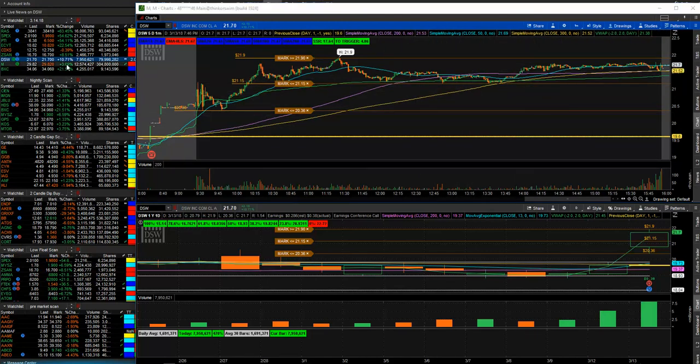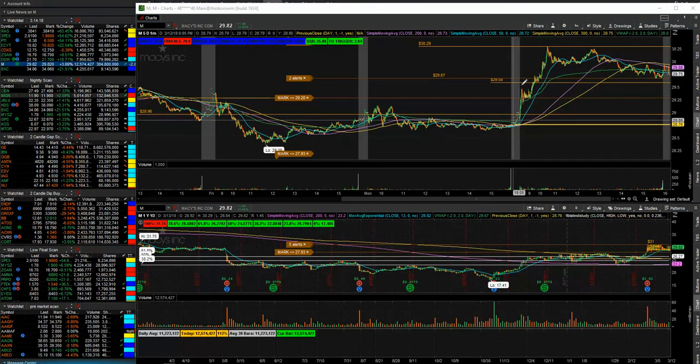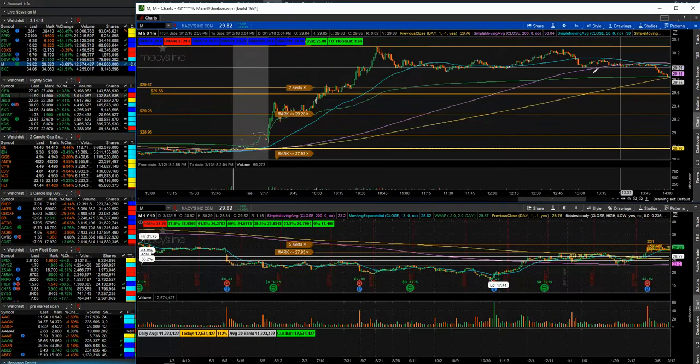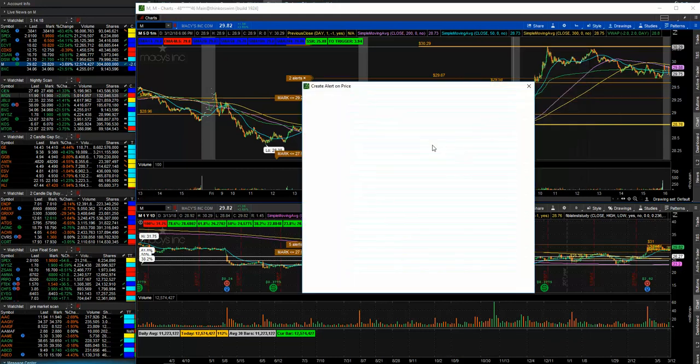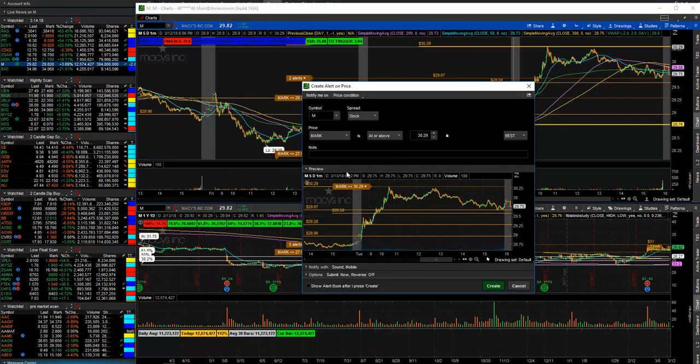Next up, Macy's. Macy's is up too. Retail's up. Macy's had a nice move today. It hit a high of 30.29. Oh shit, I didn't put my alert there. Let me do the alert real quick. Breakout if it holds 30.29.